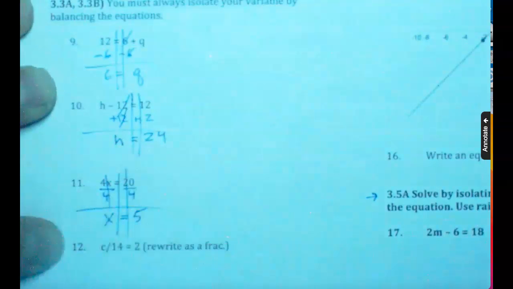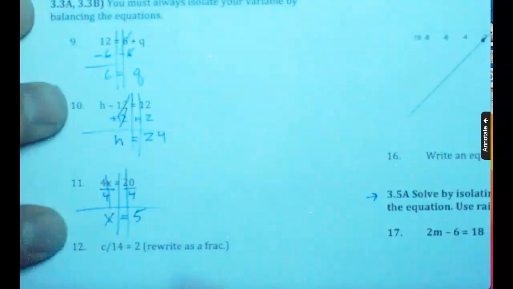Okay, c divided by 14 equals 2. And they said to rewrite it as a fraction. Yes, I agree. c divided by 14 equals 2. Get that slid up so you can see it.